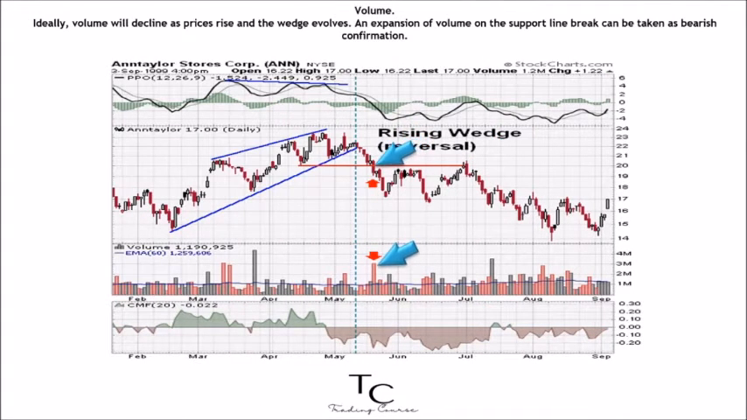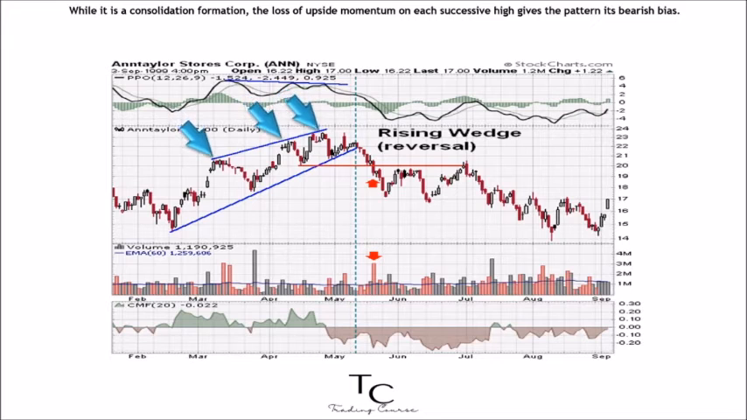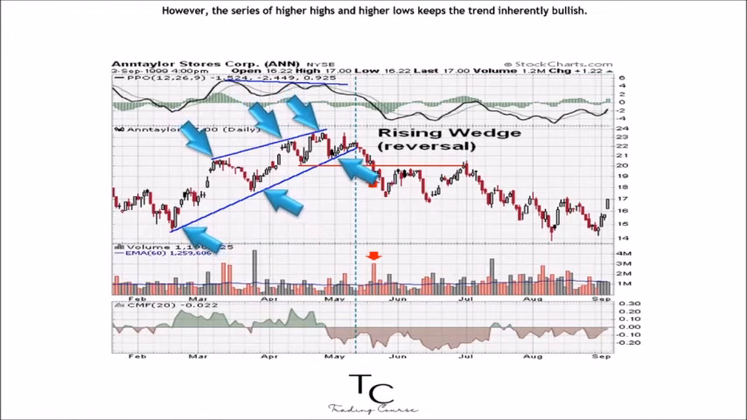Volume. Ideally, volume will decline as prices rise and the wedge evolves. An expansion of volume on the support line break can be taken as bearish confirmation. The rising wedge can be one of the most difficult chart patterns to accurately recognize and trade. While it is a consolidation formation, the loss of upside momentum on each successive high gives the pattern its bearish bias. However, the series of higher highs and higher lows keeps the trend inherently bullish.